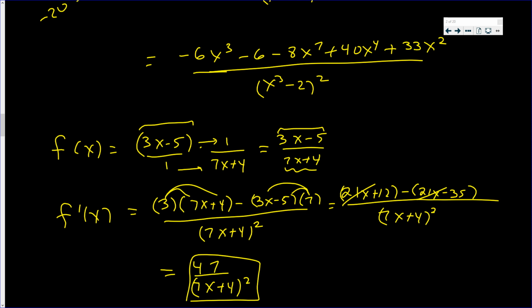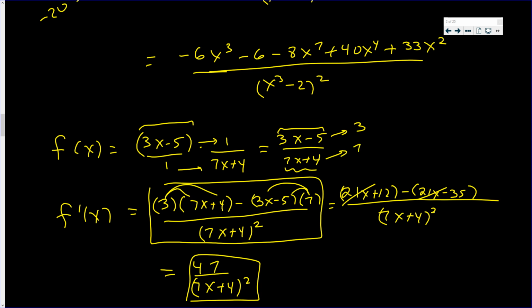Just take the derivatives of polynomials at the right time. The hard part is the algebra. I would hope that this part was just memorizing a formula and taking the derivative of 3x minus 5, which is 3, taking the derivative of 7x plus 4. So it's the derivative of the top times the bottom minus the top times the derivative of the bottom. All over the denominator squared.